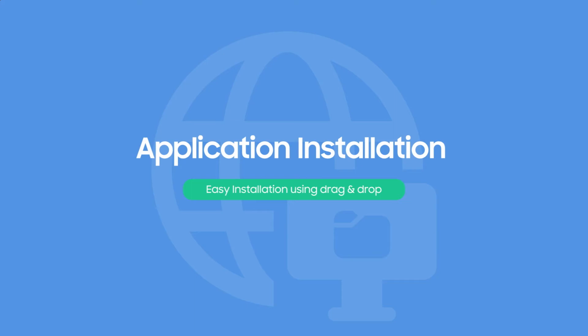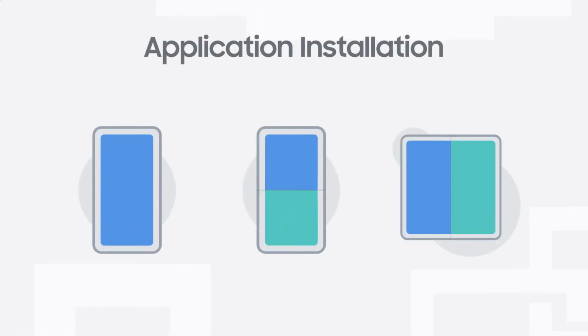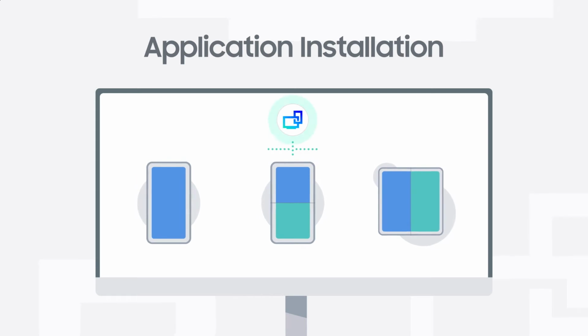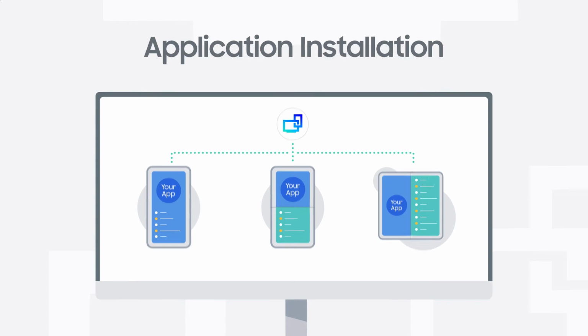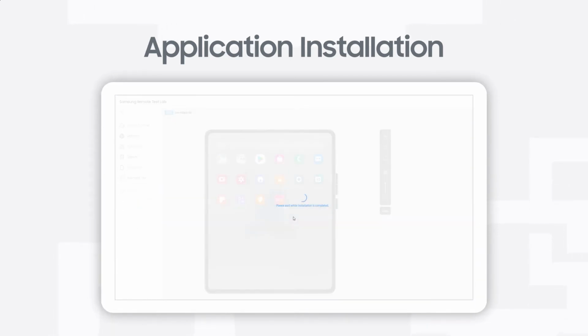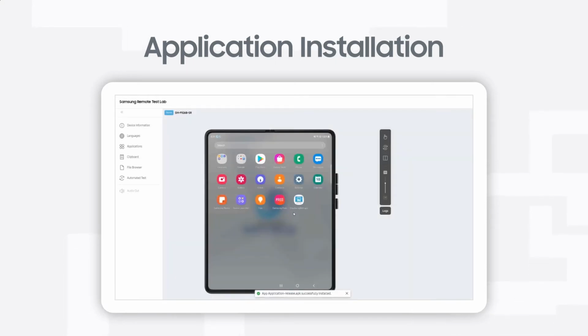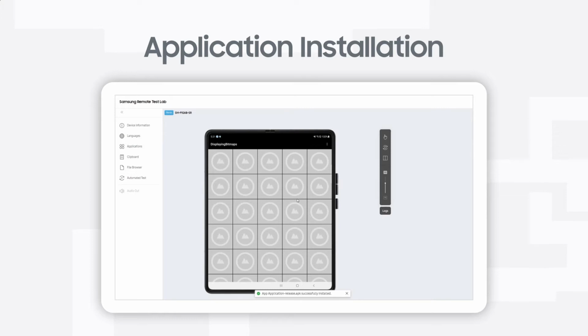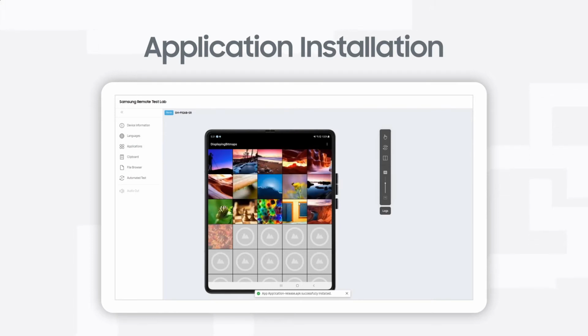Application installation. If you're an Android app developer, you can install and test your app using Remote Test Lab. That way, you don't need to purchase multiple products to see what layout your app will be displayed in on each device. You can install the app at any time by dragging the APK package file from the Windows file browser and dropping it onto the client screen preview.